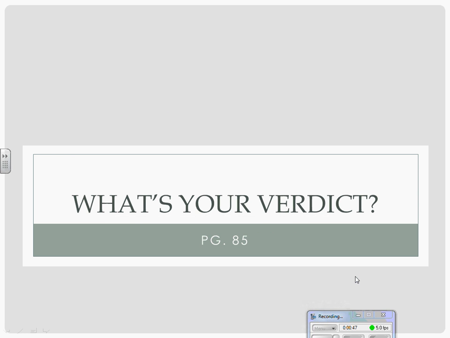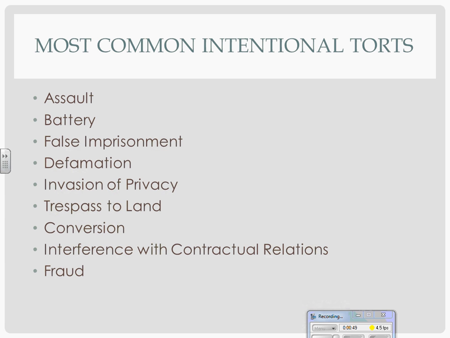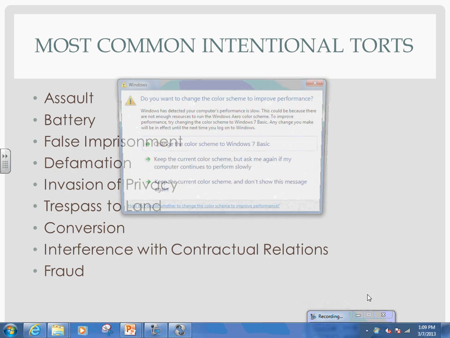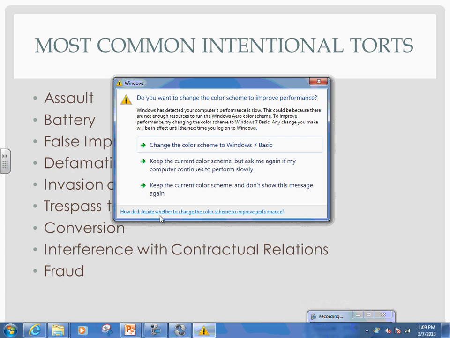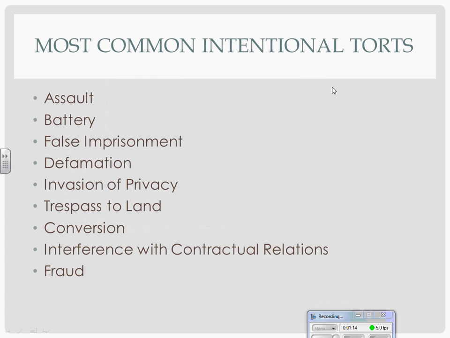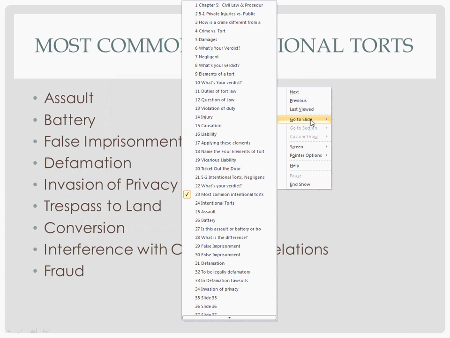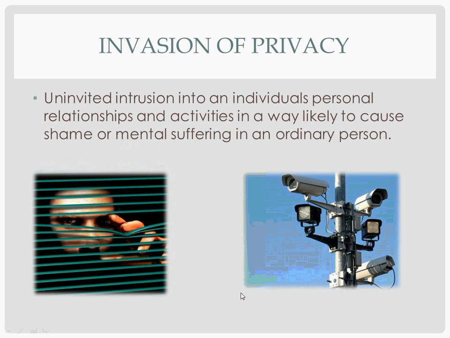So, we read what's your verdict on page 85, and actually we're going to skip ahead here. These are the torts that we've already discussed, okay? This is part three of this theory. Assault, battery, false imprisonment, and defamation. We're going to cover today invasion of privacy, trespass to land, conversion, interference with contractual relations, and fraud. We're not going to cover negligent torts yet. We're going to come all the way down and go right to invasion of privacy.